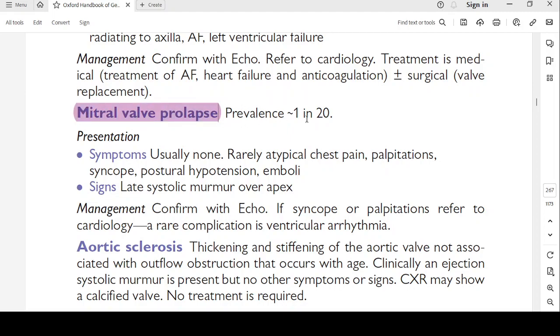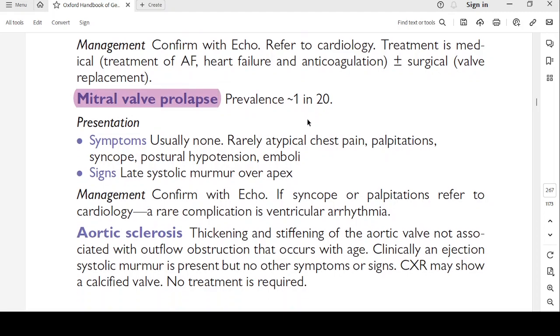Mitral valve prolapse, prevalence in 1 in 20 patients. Presentation is symptoms, usually none, rarely atypical chest pain, palpitations, syncope, postural hypotension or emboli. Signs, late systolic murmur over the apex. It is not a pansystolic murmur as in mitral regurgitation, it's a late systolic murmur. There is no radiation of this murmur, whereas the pansystolic murmur in mitral regurgitation is heard better in the axilla, radiated to the axilla.